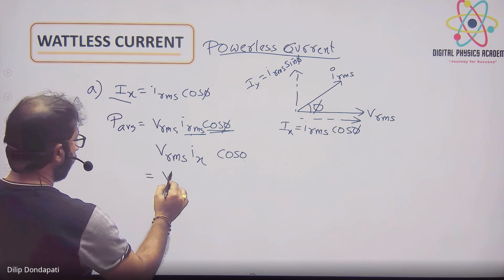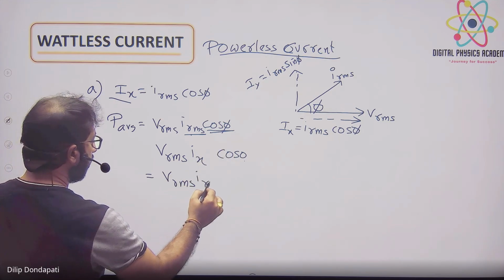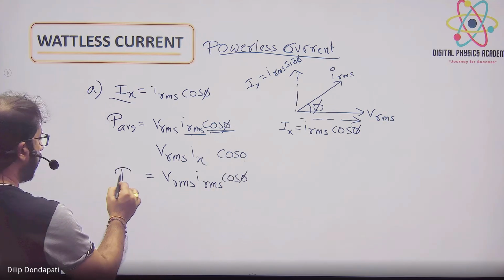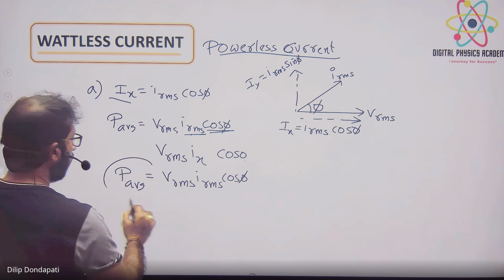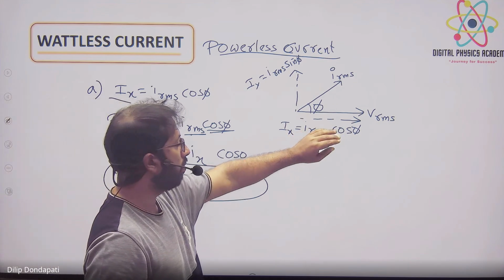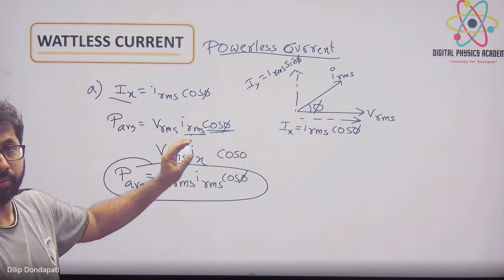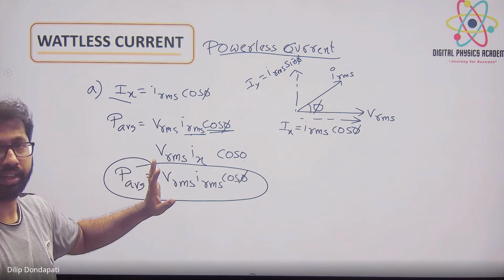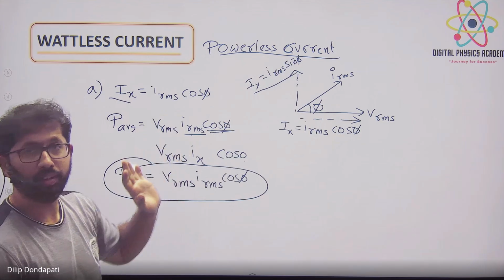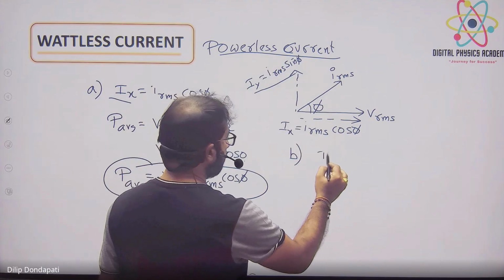So the power is VRMS into IX, where IX is IRMS into cos phi. Is the power 0 here? No. This current is producing power; some power is consumed here because of this current. Now we will calculate the power because of IY.